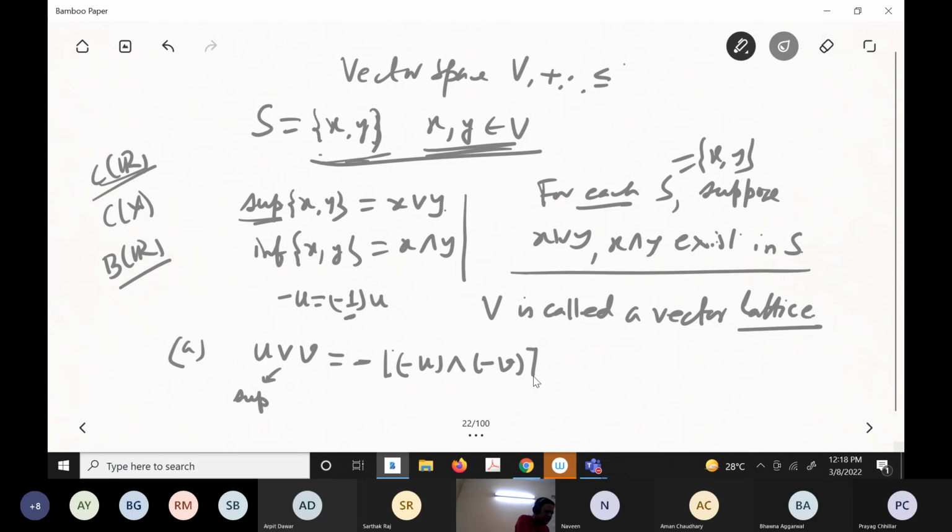This is the natural expectation. You're replacing with negation, then you're taking the infimum, then when you're coming back, it has to be minus. Okay, so this you should prove. Basically, how to prove that? One proof you should look at.